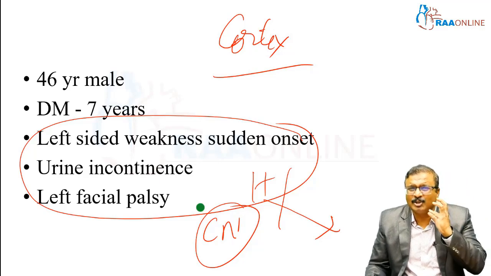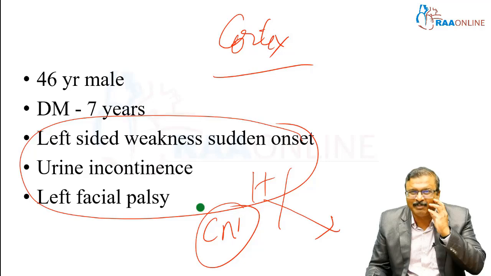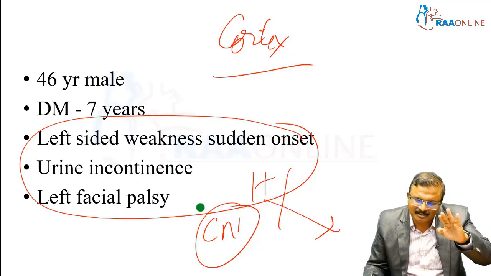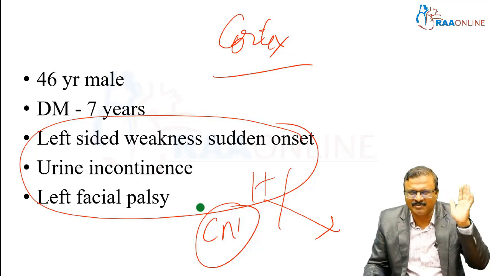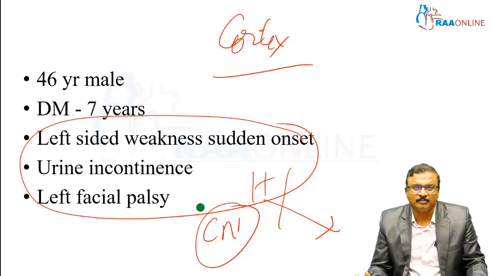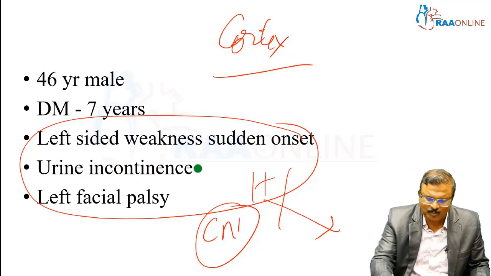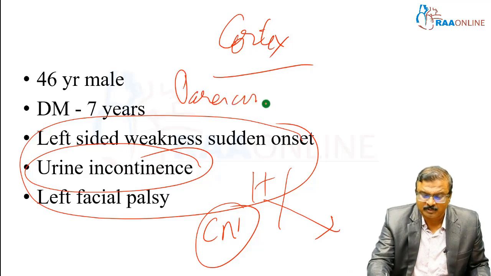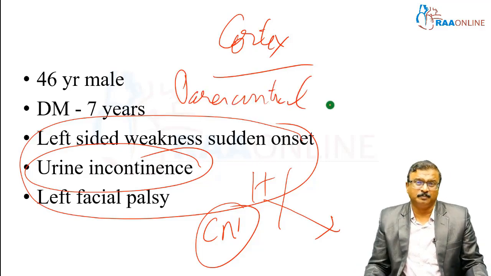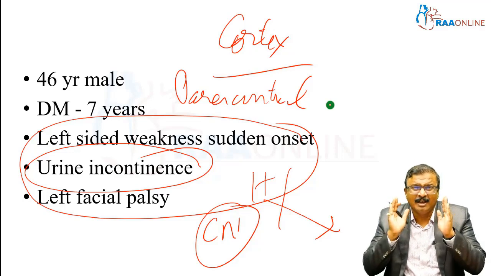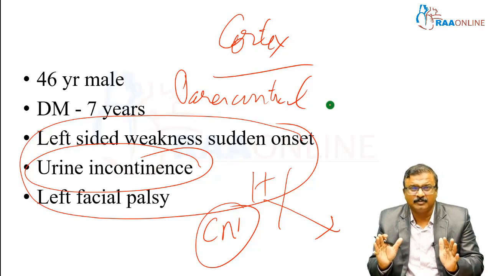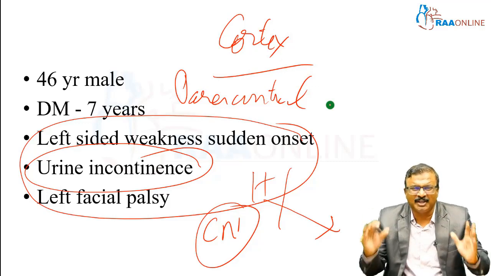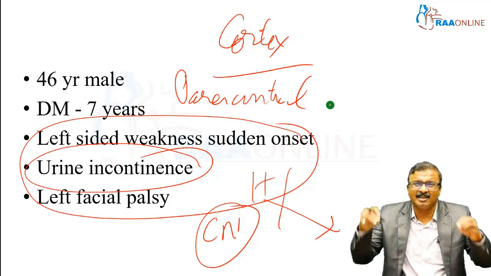On thorough examination, only the lower half is involved; wrinkling of the forehead and closure of the eyelids are not affected, because the upper part receives representation from both sides. Urine incontinence: why should there be urine incontinence? Paracentral lobule in the frontal lobe. With paracentral lobule involvement there can be a spastic bladder, with frequent small urination. Urine incontinence doesn't suggest cord involvement.